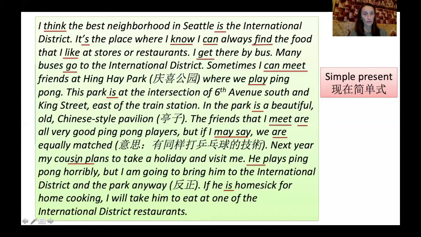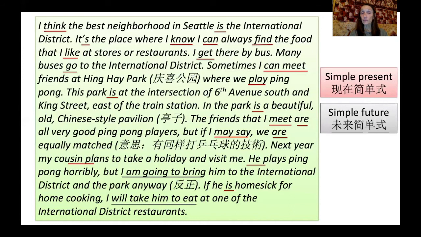Plans. Oh, I don't know why this line is over here. Plans, and he plays. He is homesick. Okay, so those are some simple present tense. Let's look at some other grammar points that are in this story. Simple future. Simple future here is underlined in black.